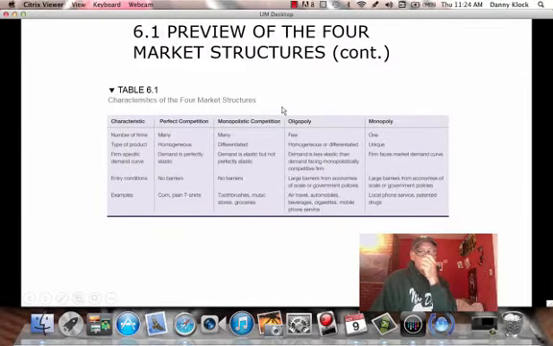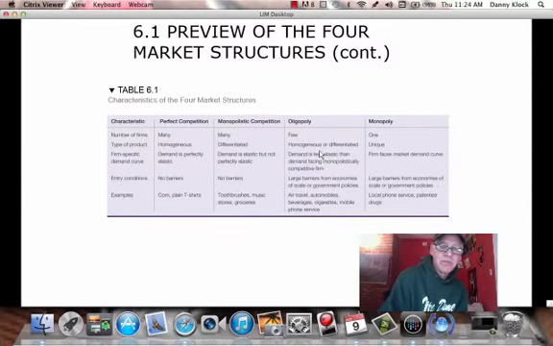Again, take a look at this slide, right? It's from chapter 6, where it explains the characteristics of a perfectly competitive firm, monopolistic competitive firms, oligopolies, and monopolies, because you're going to have to draw some graphs of these different market structures and then explain them. So it pays to understand the characteristics of these.